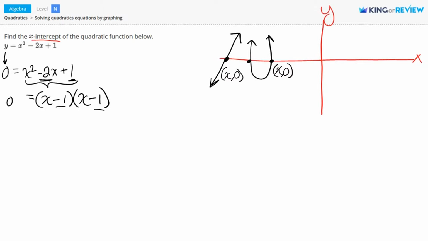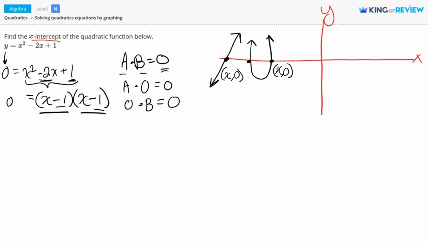Now we're going to look at a property called the zero product property. If we have two numbers, let's call them a and b, and we're multiplying them, and we get 0, this means that either a or b must be equal to 0 in order to get 0 for the answer. So we could have a times 0 equals 0, or 0 times b equals 0. Now applying that to our problem, if I set either of these two terms equal to 0, then we'll get 0 for the answer.